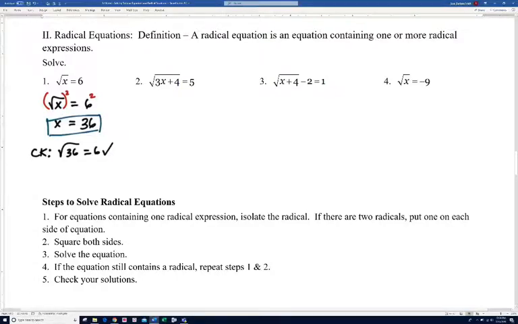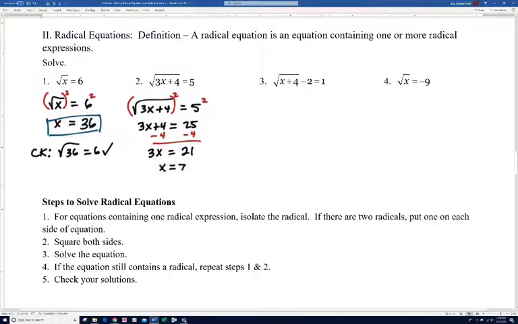Okay, so on number 2 now, we're going to square both sides. And so when we square the square root of 3x plus 4, we're just going to get 3x plus 4. And of course, 5 squared is 25. So now we'll just solve this two-step equation. We're going to have to subtract 4 on each side. We get 3x is equal to 21. And then we'll divide each side by 3, or you can do that one in your head. You're going to get x is equal to 7.